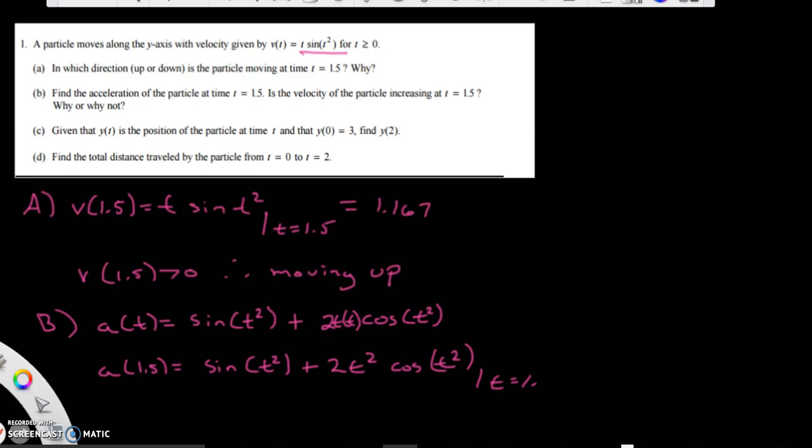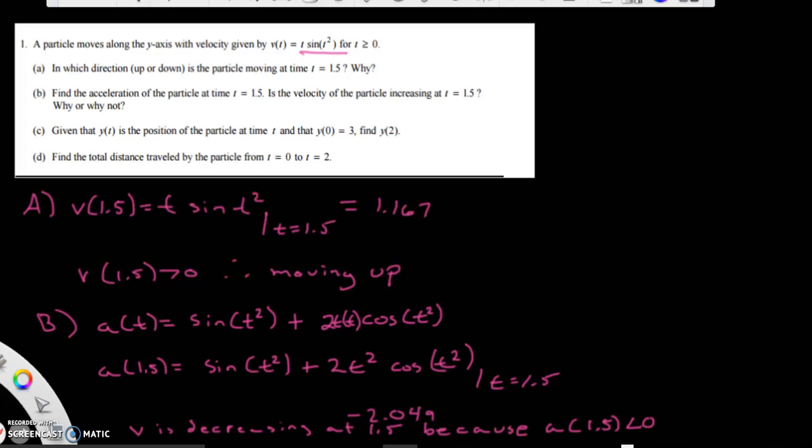T equals 1.5. I use x instead of t. And when you do this, you're going to get negative 2.049. So v is decreasing at 1.5 because a of 1.5 is less than 0.